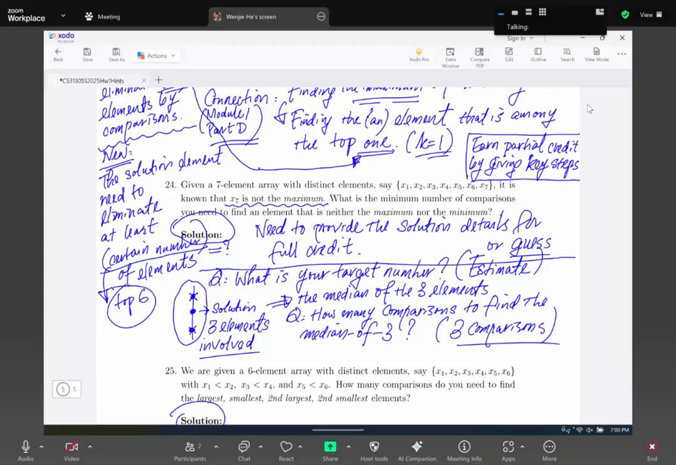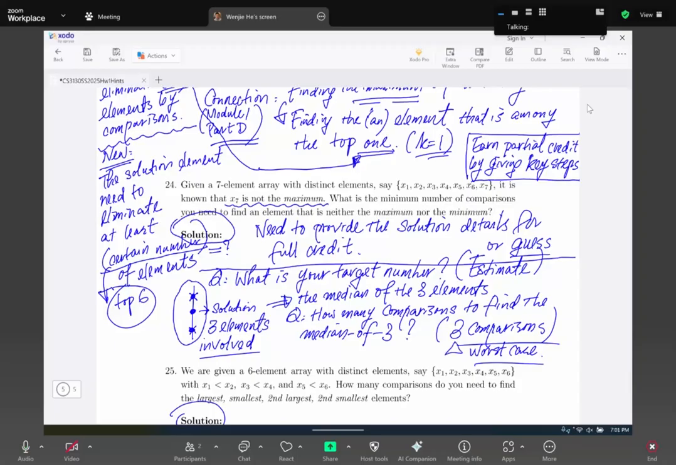Here we need to consider the worst case, right? Some students may want to argue it's possible to use two comparisons to find a median, but if you look closely, that two-comparison case is not the worst case, it's the best case. We want to work on the worst case. So in the worst case, you need three comparisons.